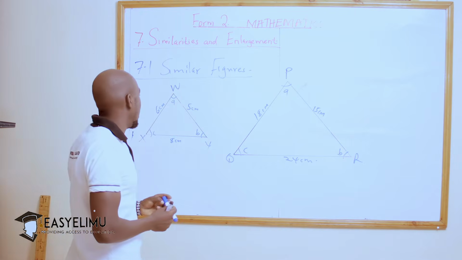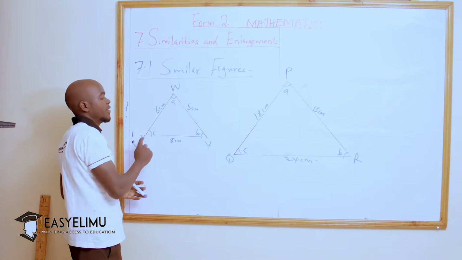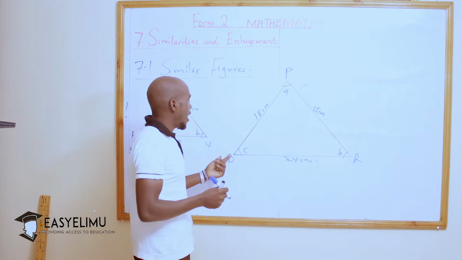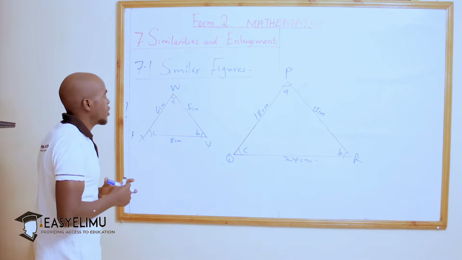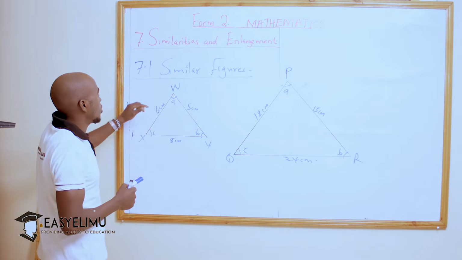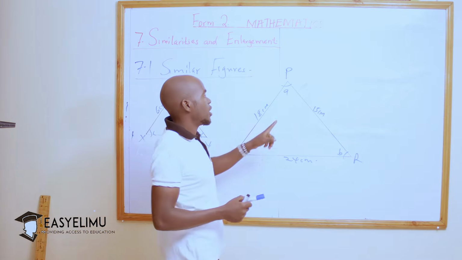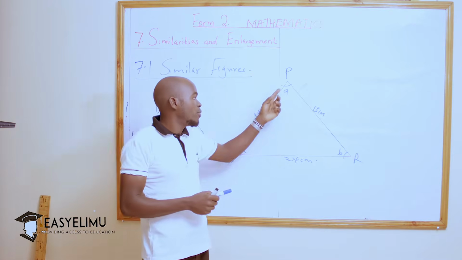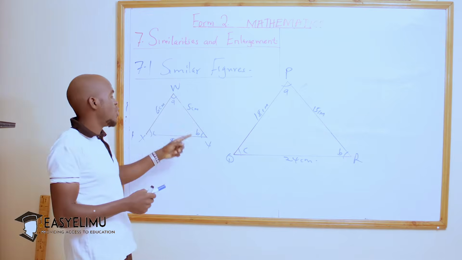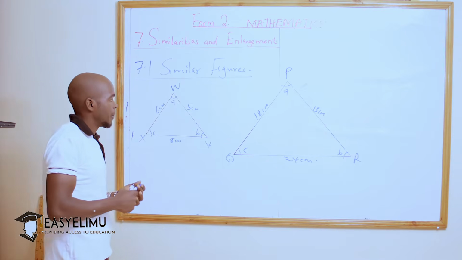As we can see here, the corresponding sides have a certain relationship with the other corresponding sides. I mean the corresponding side WX of the first triangle with that of PQ. You will find there is a relationship. The same applies to PR and WY, and even QR and XY.